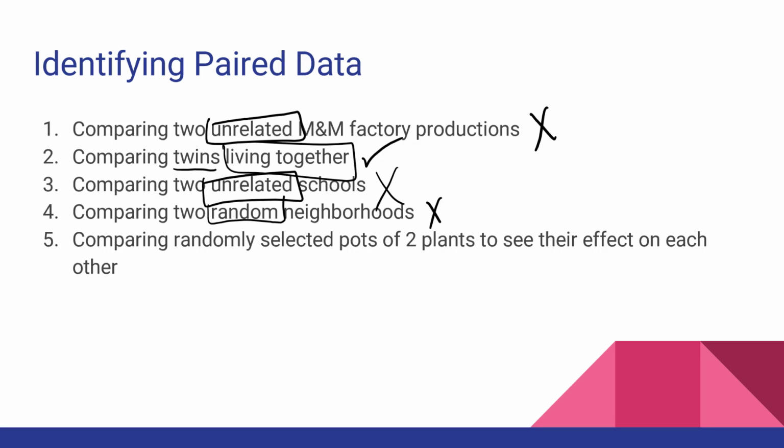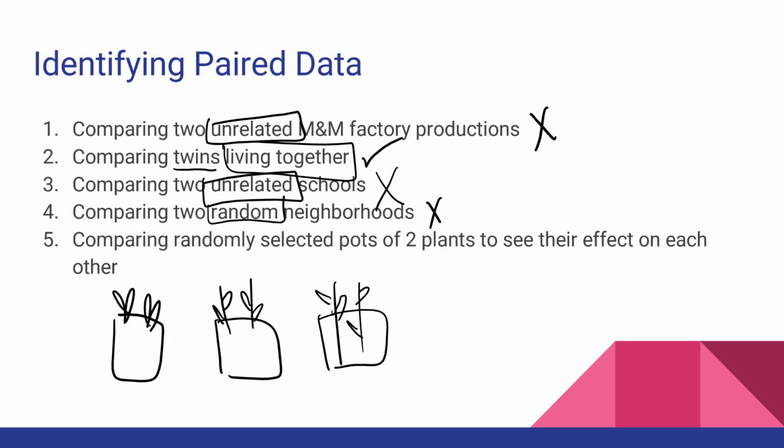And finally, we have comparing randomly selected pots of two plants to see their effect on each other. So basically what we have is something like this. What we have is basically a bunch of pots, and each pot has 2 plants in it. And so even though these pots are randomly selected, what we're observing is the stuff within the pots. Our pot of 2 plants is equal to a pair. But because we have clear pairs here, and it has already told us that there is an effect on each other, so we're seeing what the association is between the 2 plants, that would make this paired.